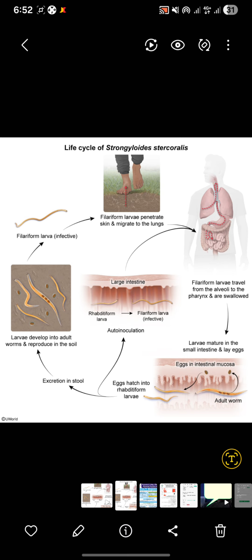So stool microscopy would help us in diagnosing Strongyloides stercoralis by detecting the rhabditiform larva in the stool.